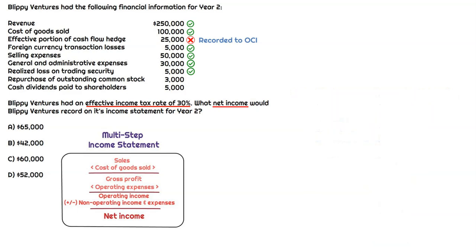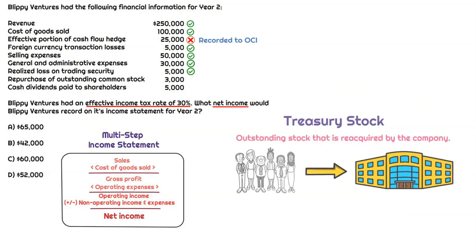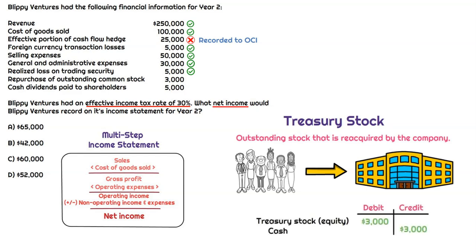How about the repurchase of outstanding common stock? Well, when a company repurchases outstanding common stock, that is now known as treasury stock. And treasury stock reduces the amount of common stock that's out there, right? So it's a debit to equity, basically. It's reducing our amount of equity. But the offset to that is going to be a credit to cash. So the point is there's no impact to the income statement or net income here. This is only going to be a balance sheet impact. So we're going to exclude that from our calculation of net income.